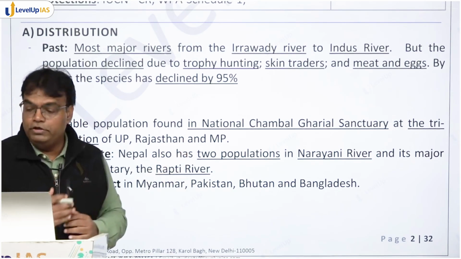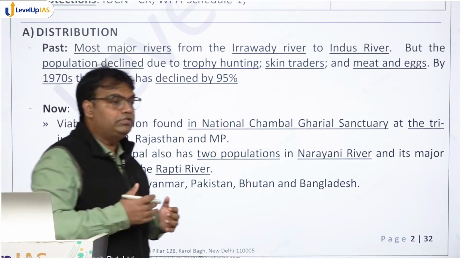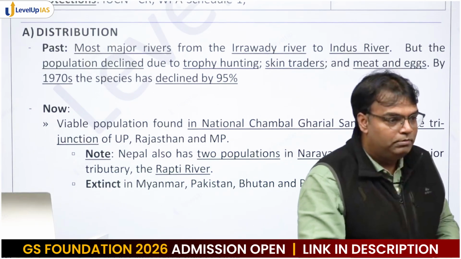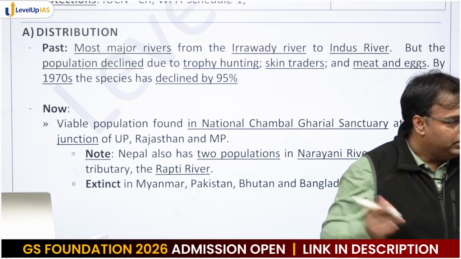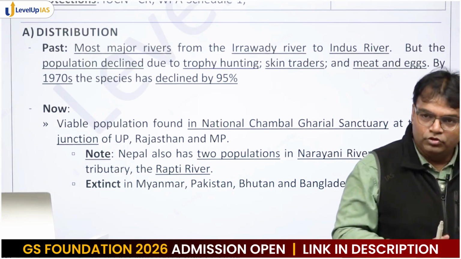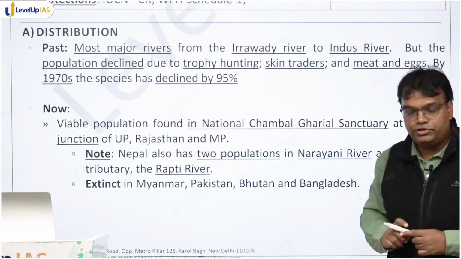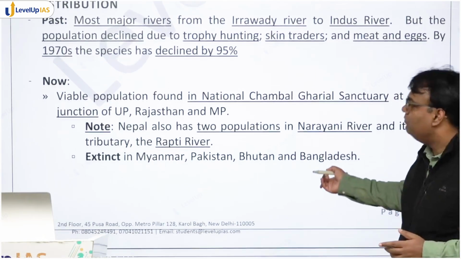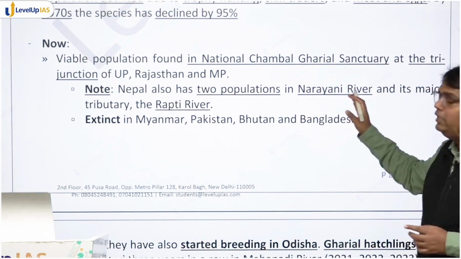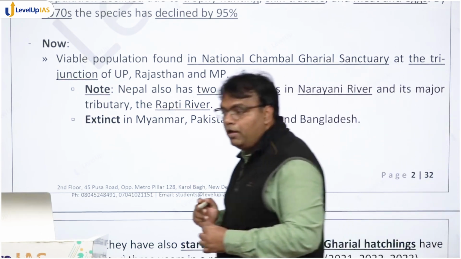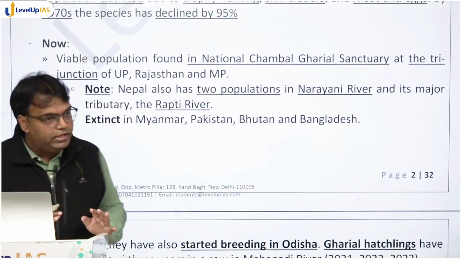Now when we look at PYQs, one of the questions that was asked was: if you want to observe Gharial, which is the most suitable place? One of the options was the Chambal Sanctuary. So if you want to observe Gharial, you will go to the Chambal Sanctuary. But please note that there are some distributed populations in Nepal also. So Narayani River and Rapti River in Nepal are two other places where it would be found.